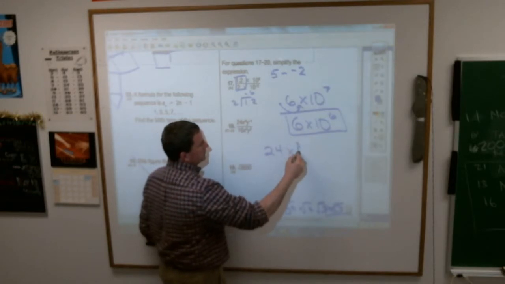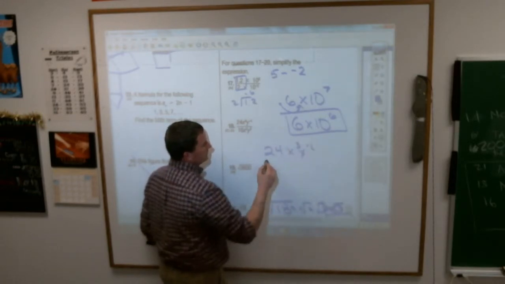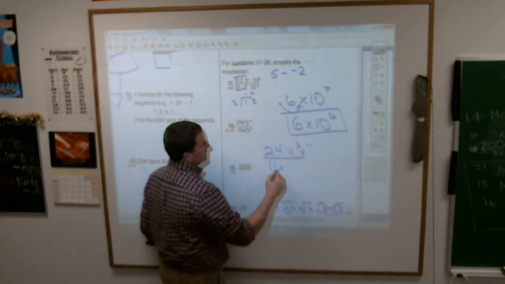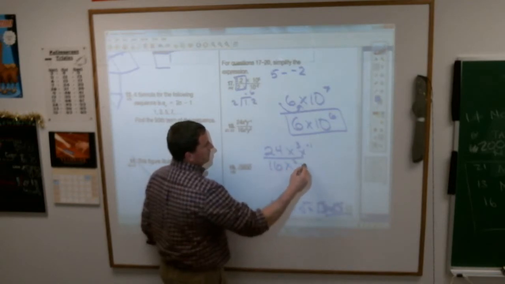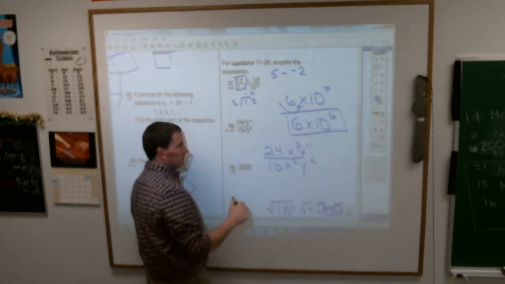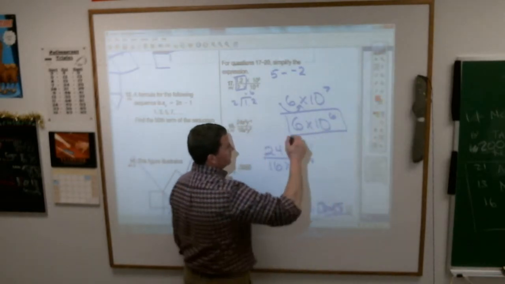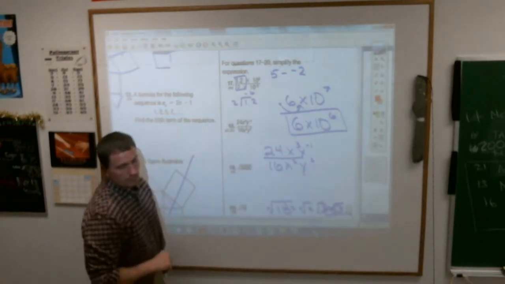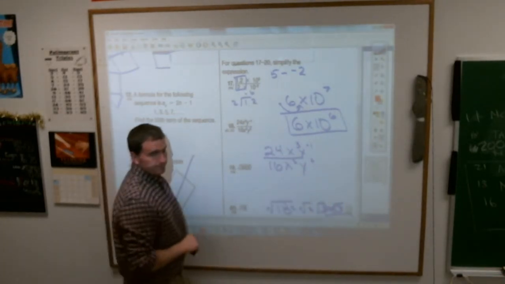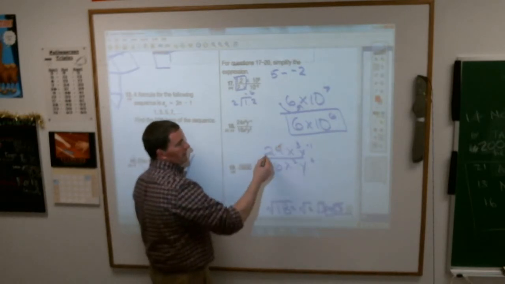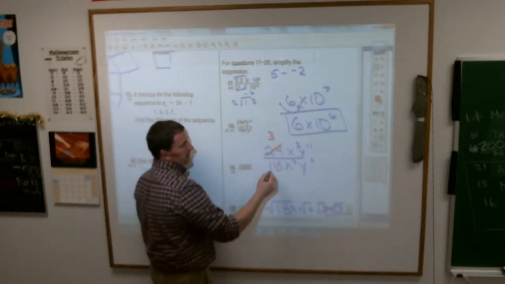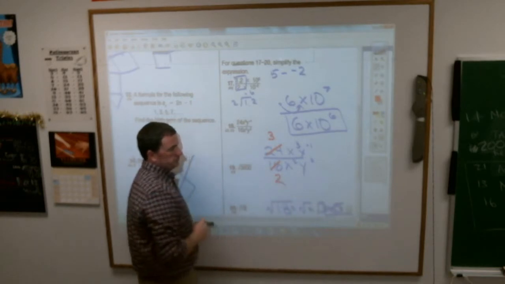24x cubed y negative 1 over 16x squared y squared. Alright, we have trouble with the numbers, reducing those? What number goes into 24 and 16? 8. So you divide this by 8, you get 3. Divide this by 8, you get 2.